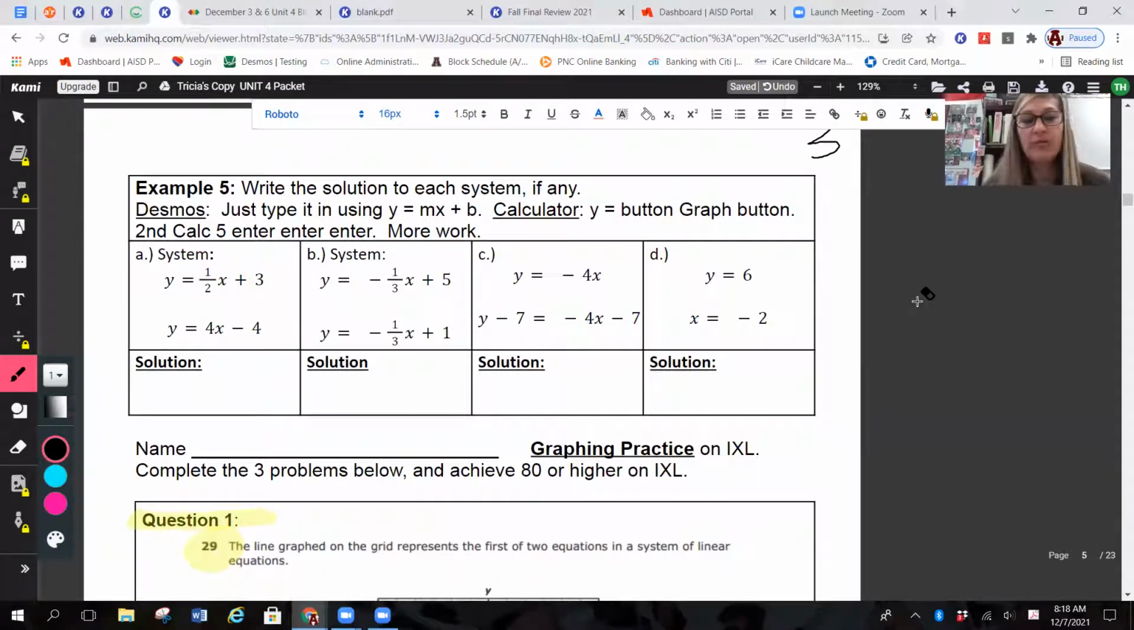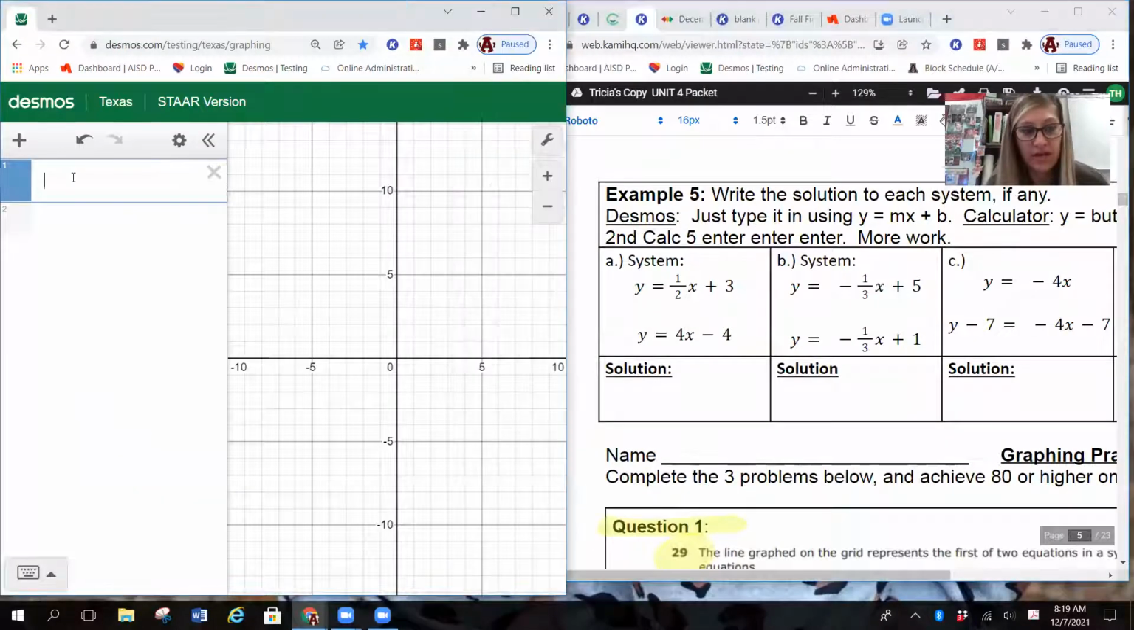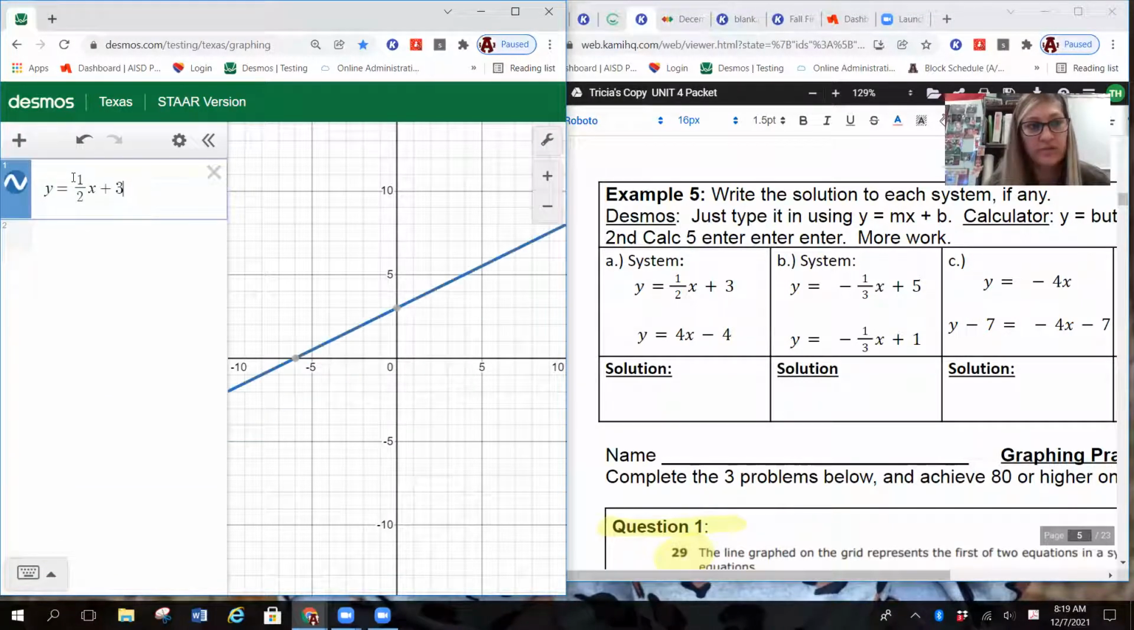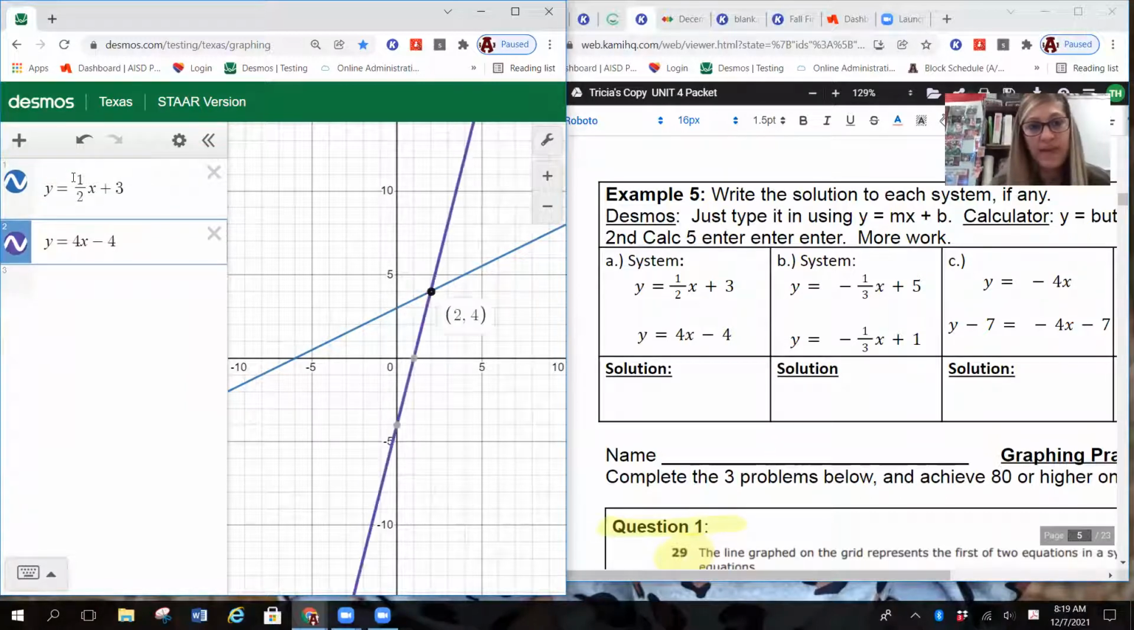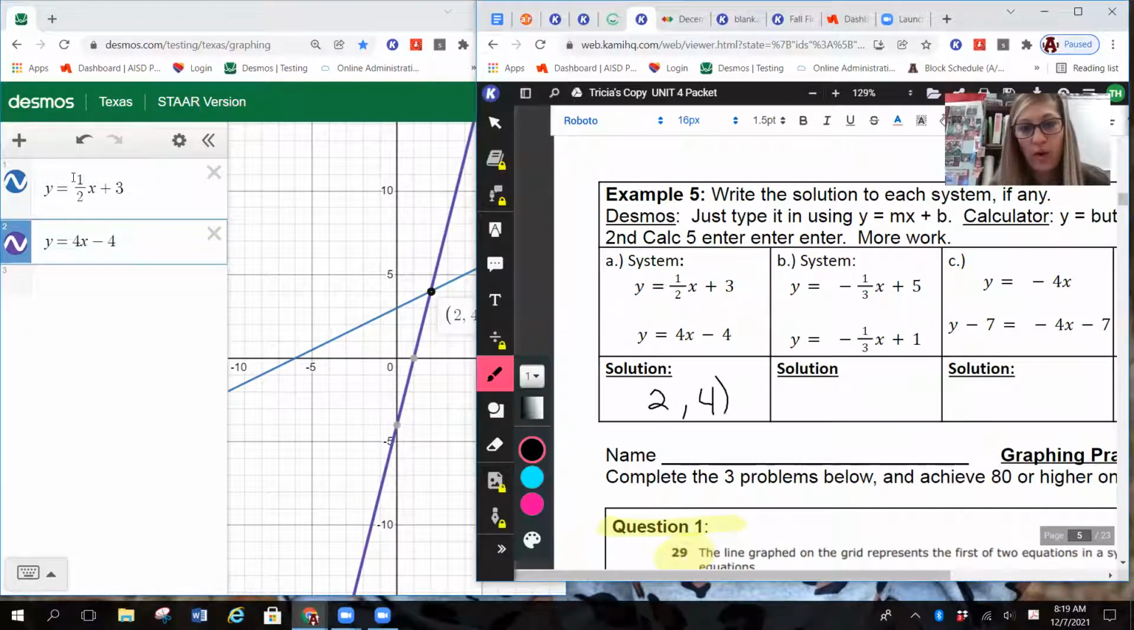Moving on to example 5, you needed to type all 4 of these equations into Desmos. So if I zoom out, I could just quickly type in y equals 1/2 x plus 3, get my line. Y equals, oopsies, y equals 4x minus 4, tap the screen. So I know the solution is 2, 4. There is one solution.